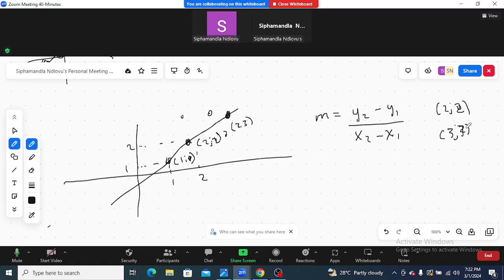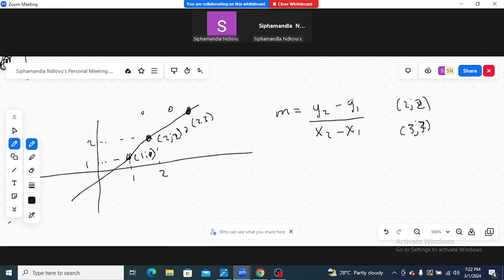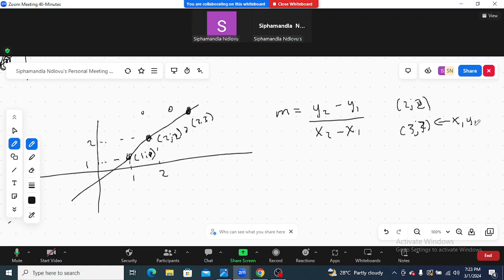Okay, let's say I'm using these 2 coordinates to calculate the gradient. Now, the question would be, how do you select y2 and x2 and y1 and x1? It doesn't matter which one you select as which, but you have to be consistent with your selection. If you are choosing this coordinate to be your x1 and y1, this one must be your x2 and y2, right?